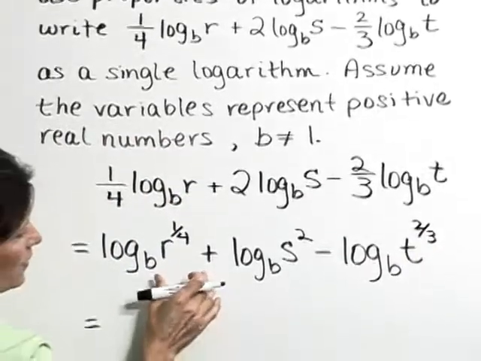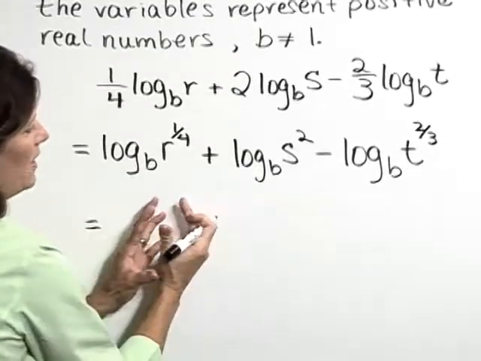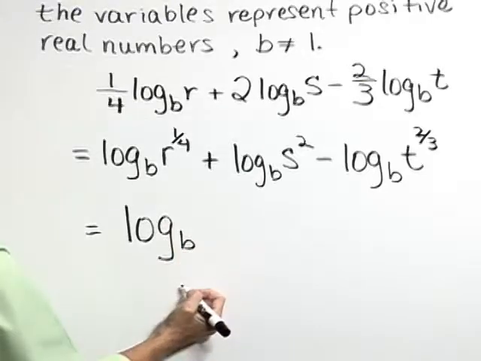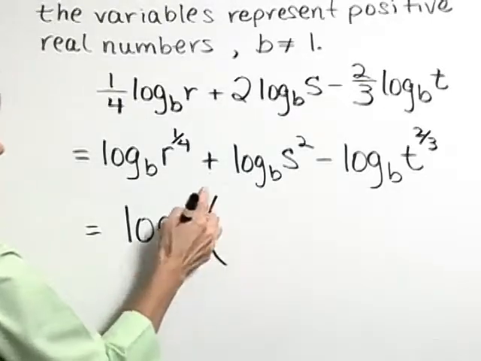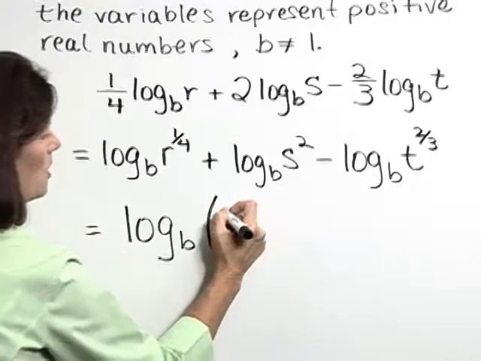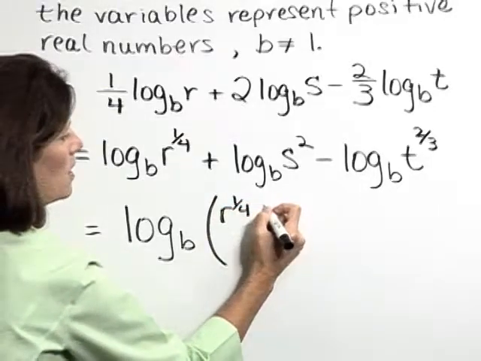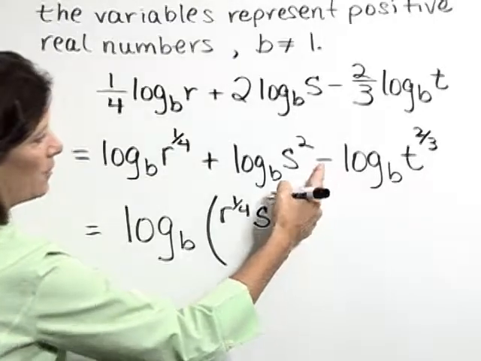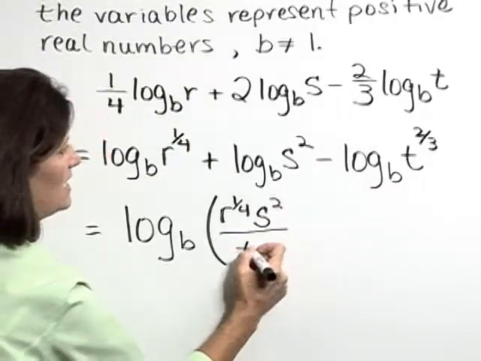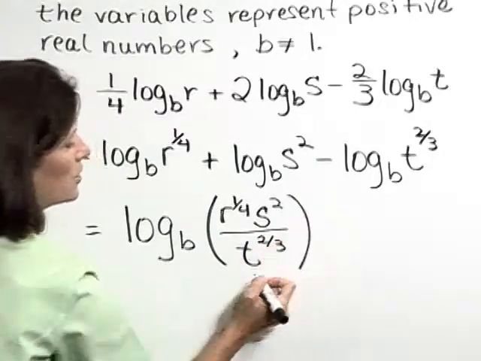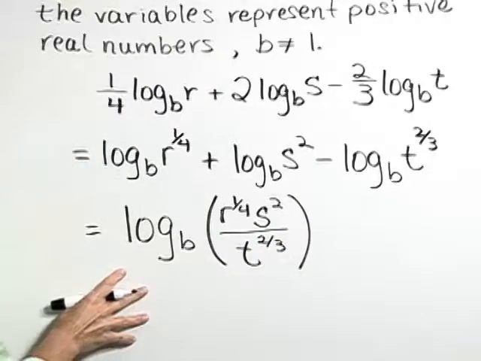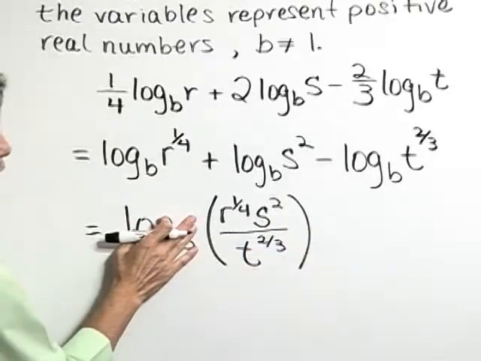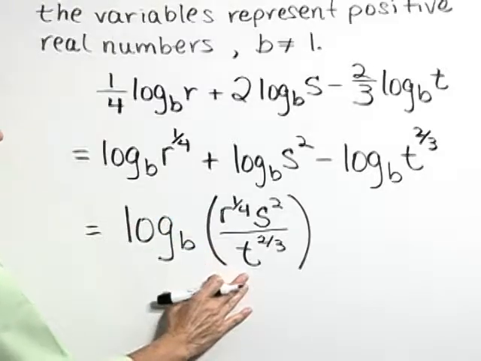Now we're going to bring this sum and difference of logs and write it as multiplication and division. I'm going to write this log one time. Log base b of this sum becomes a product, r to the 1/4 times s squared, but that difference becomes a quotient, and the t to the 2/3 goes to the denominator. So as a single log, we have log base b of the quantity, r to the 1/4 s squared over t to the 2/3.